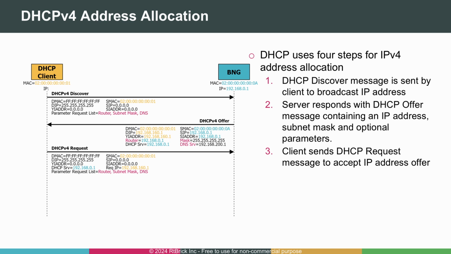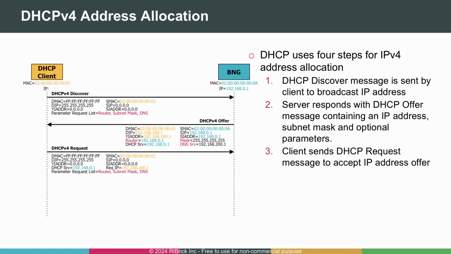Depending on the number of DHCP servers in the network, the client receives one or more DHCP offer messages which it can choose from. The client sends a DHCP request message back to the server. This message is a broadcast message to inform all servers about which offer was accepted, so that other servers do not assign the same IP address.